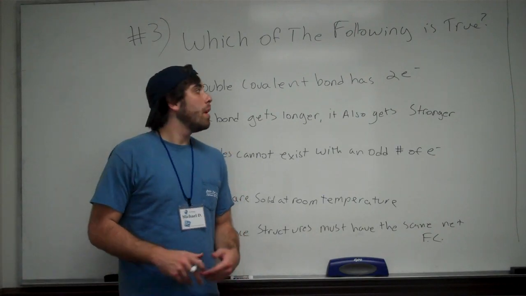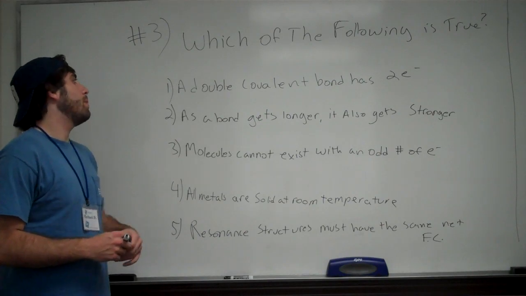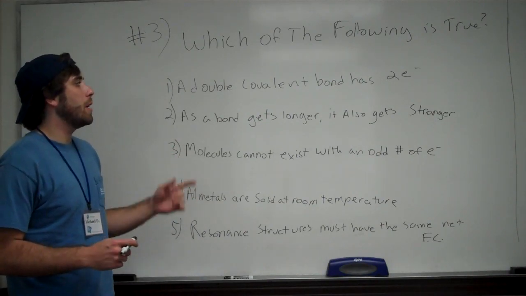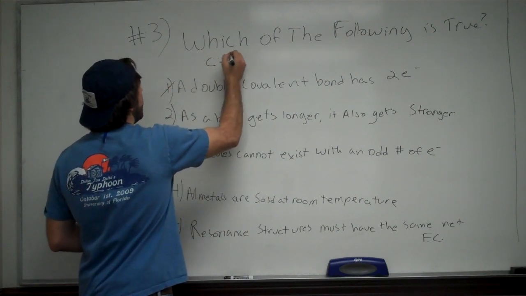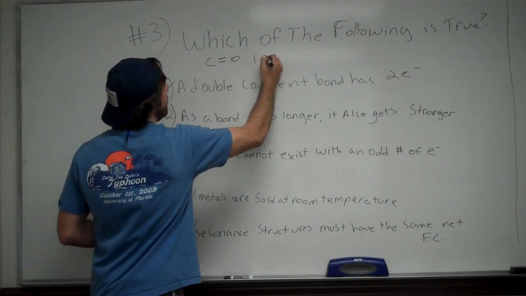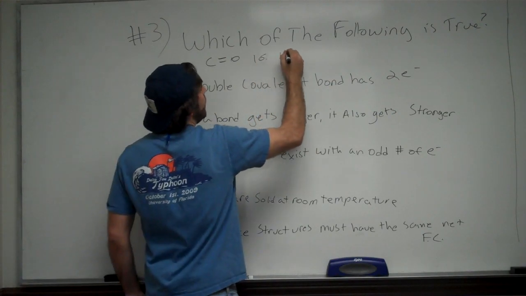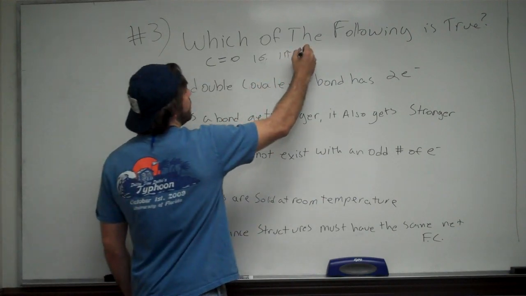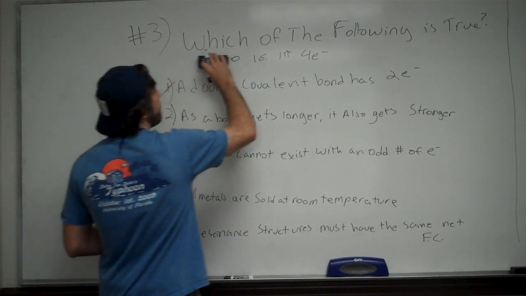Problem number 3. This problem asks, which of the following is true? So let's go through them one by one. Number 1, a double covalent bond has 2 electrons. This is false, right? So a double covalent bond looks like that. It contains 1 sigma bond and 1 pi bond. Each of these bonds contains 2 electrons, so the correct answer to this would actually be 4 electrons. So that one is false.